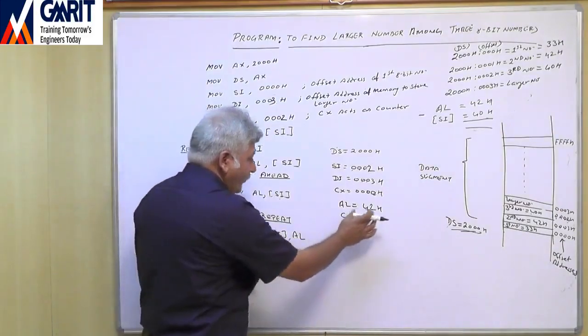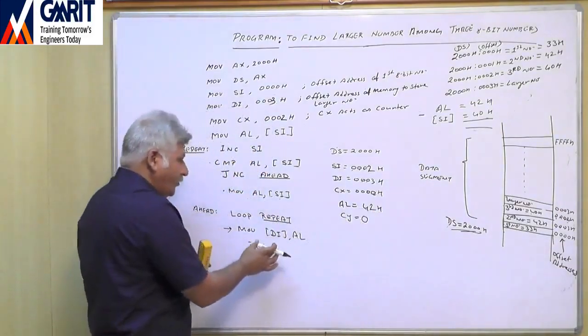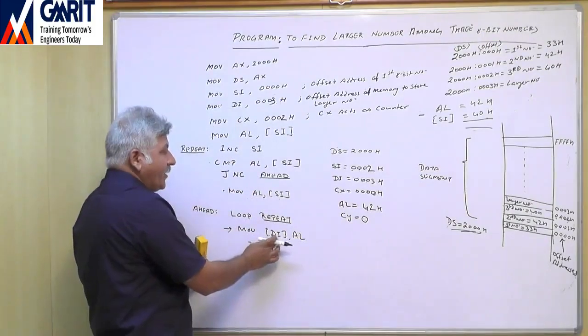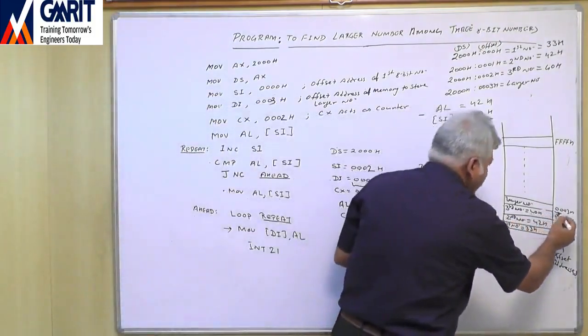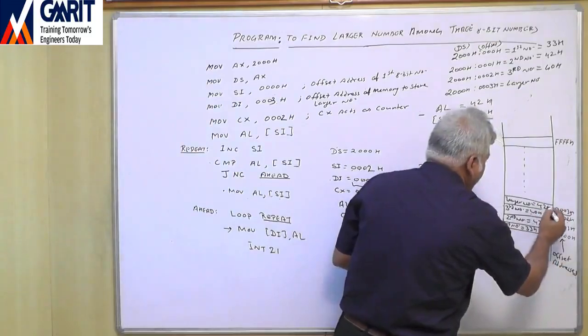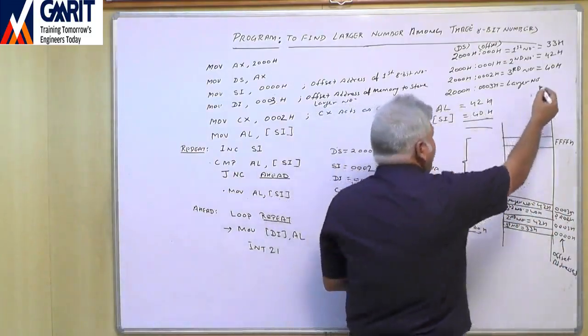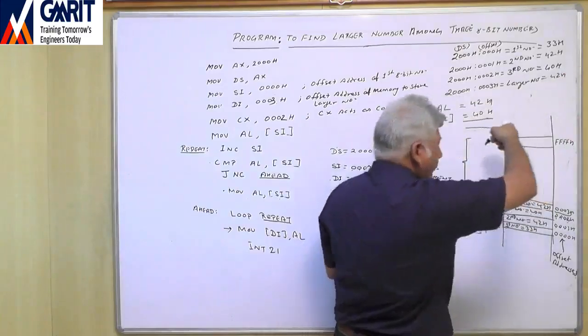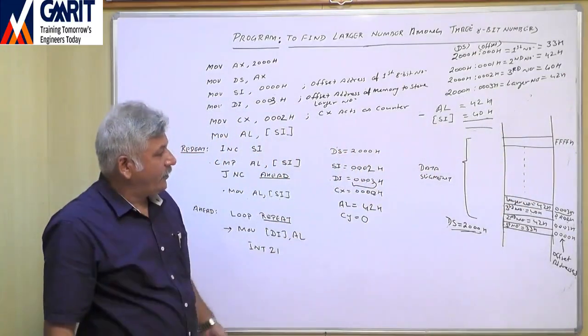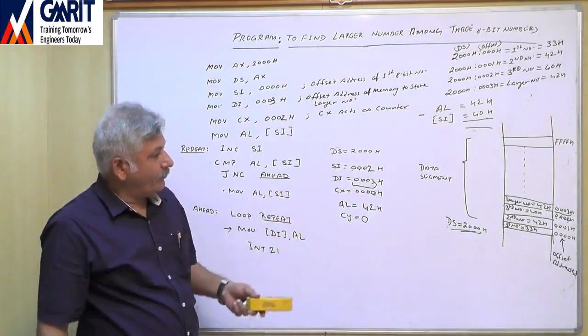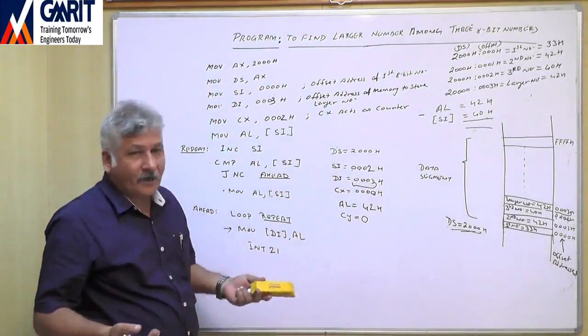So in AL what we have? 42. It will be transferred to the memory whose address is in DI. In DI we have 0003. So at the offset 0003, 42H will be stored. So we get the larger number now at that particular memory location. In this way, among the three numbers, this program is able to find out the larger number.